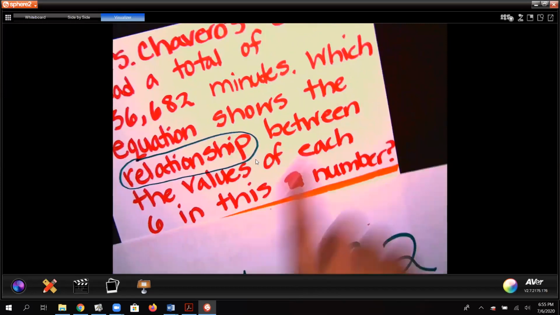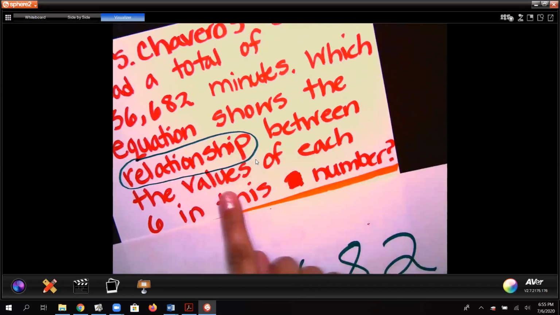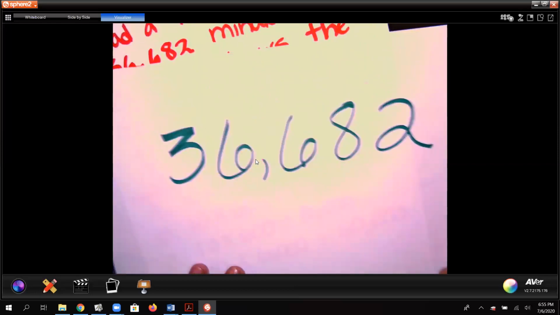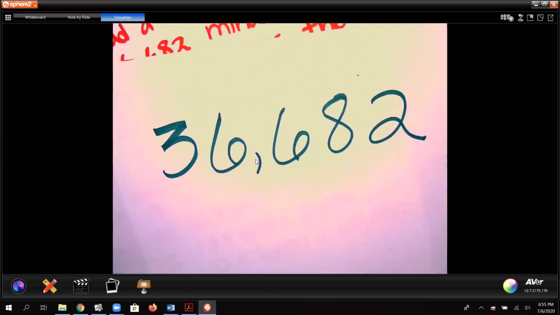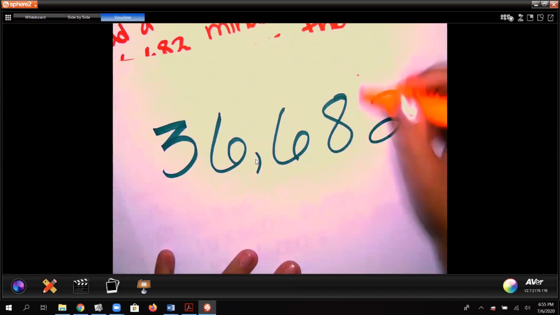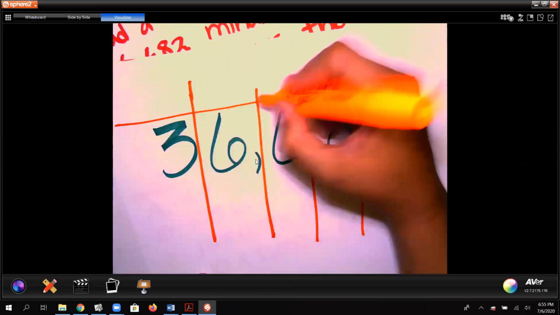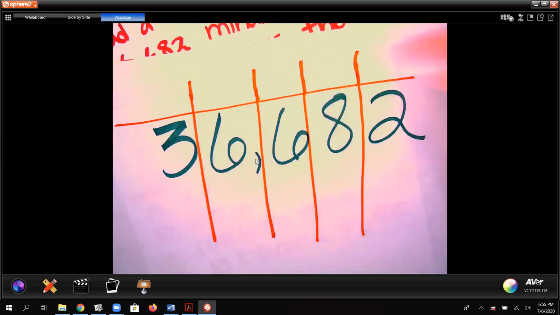Which equation shows the relationship between the values of each 6? So that's the numbers that we have to find the value of. So here's our number, and I'm just going to make a place value chart out of this. Easy to do. You take your number and you make a chart.